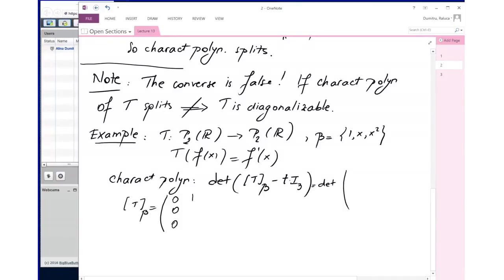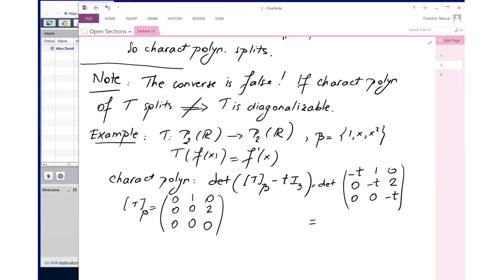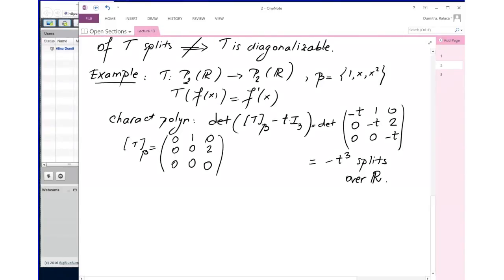Then you apply it to x, you get 1. And you apply it to x squared, you get 2x. 0, 2, 0. So we end up with a determinant of the following matrix: negative t, 1, 0, 0, negative t, 2, 0, 0, negative t. And that is an upper triangular matrix. The determinant of such a thing is always the product of the entries on the diagonal. Okay, so the characteristic polynomial of that operator is negative t cubed, splits, right, with 3 zeros there. So it splits over the field, which is R here. But still, the claim is that T is not diagonalizable.